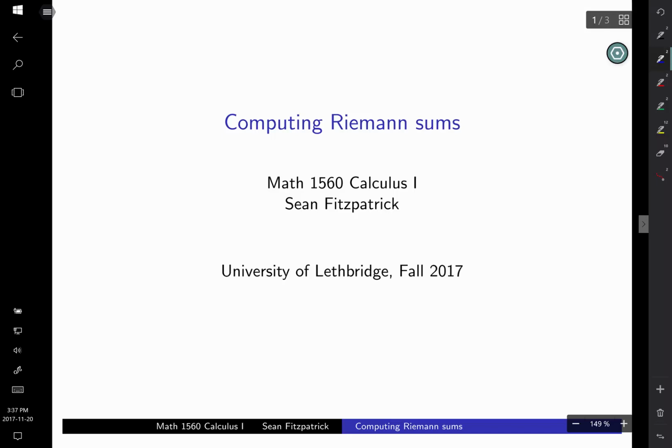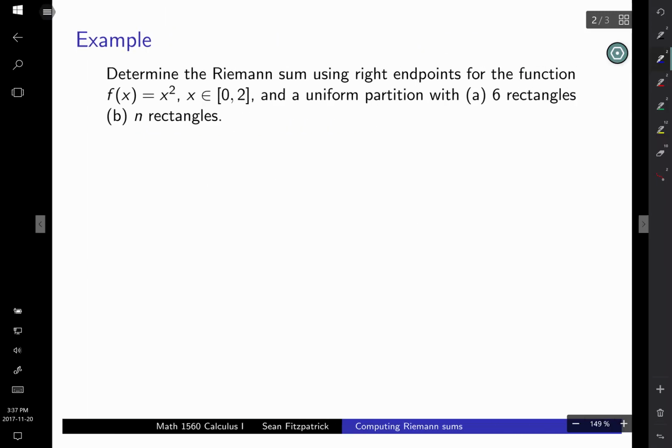Alright, so in the previous video for Math 1560 Calc 1 at U of L for fall 2017, we introduced the idea of a Riemann sum, this way of adding up the areas of these rectangles that we obtain once we choose a partition for our interval and evaluate our function. And now we're just going to look at a few examples to show you how these Riemann sums are calculated.